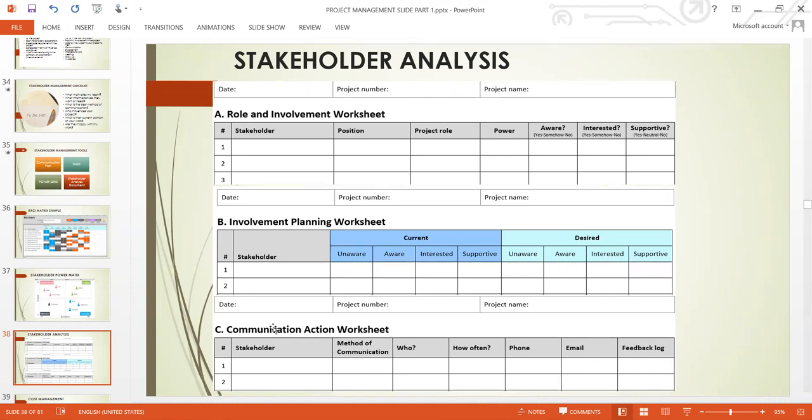Then the next one is the communication sheet. You must create a communication plan. It's very, very important. You create a communication plan for your project, and the communication action worksheet is the best way to do that. You look at the stakeholder, you look at the communication method. You must have studied the stakeholder. Is there a generally adopted method of communication that the company uses? These are the things you need to find out. Then you follow it up. You must follow a properly adopted communication method.